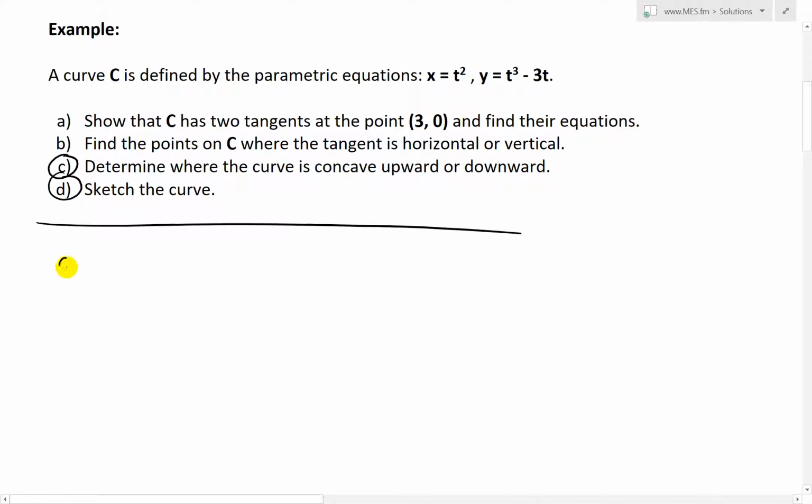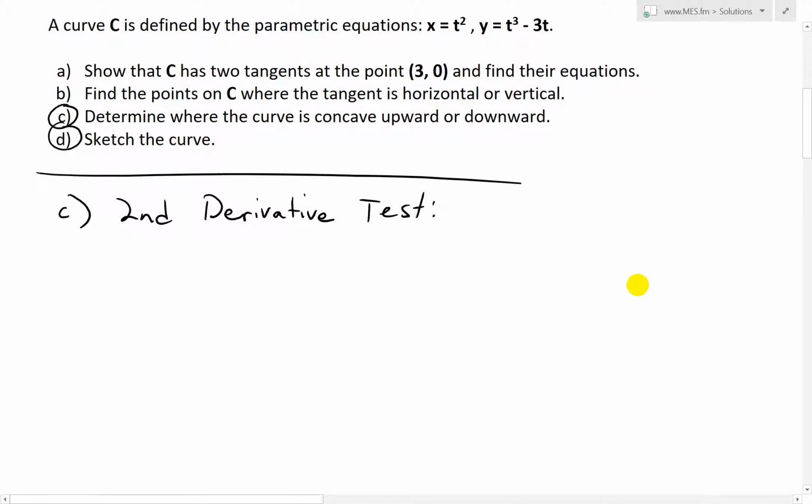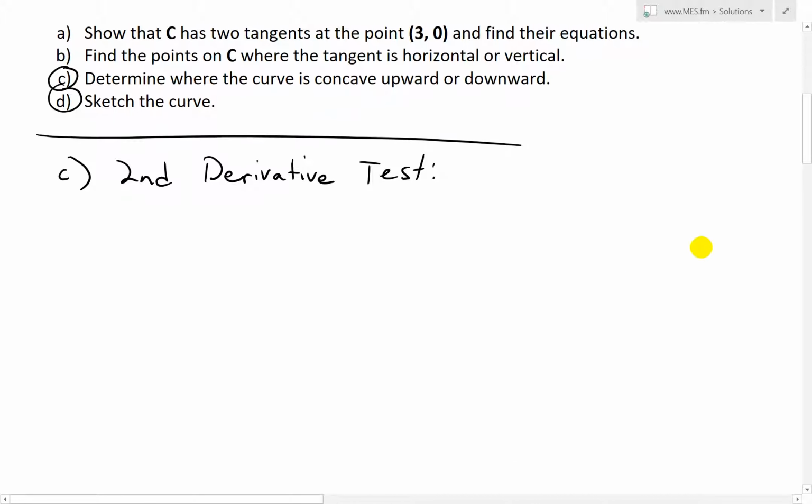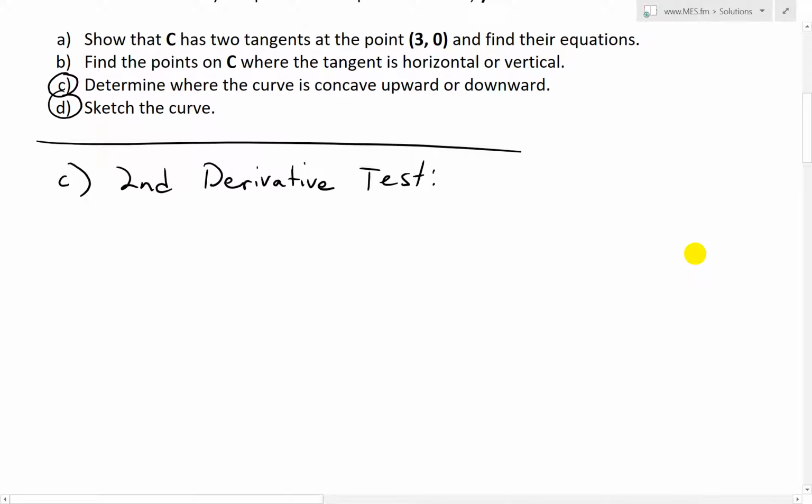So let's look at part C, and we can solve this by the second derivative test. If we recall the second derivative test, you can see the proof for this and more explanation in my earlier video, and I'll put that in the video description below, so check that out. So basically the idea is to just find where the second derivative is either positive or negative.